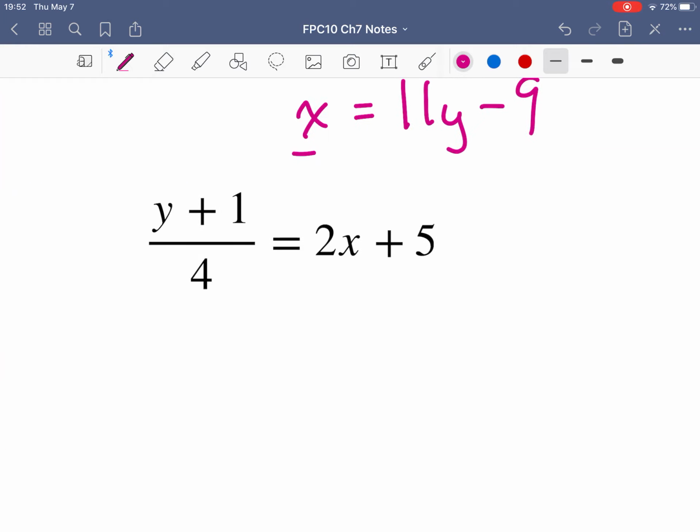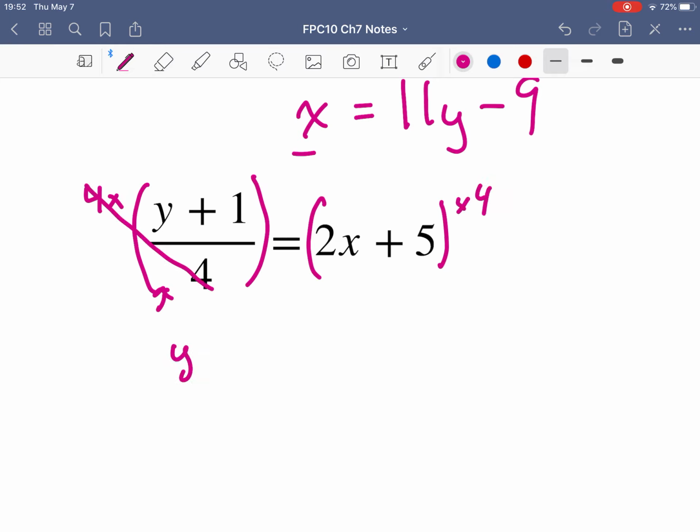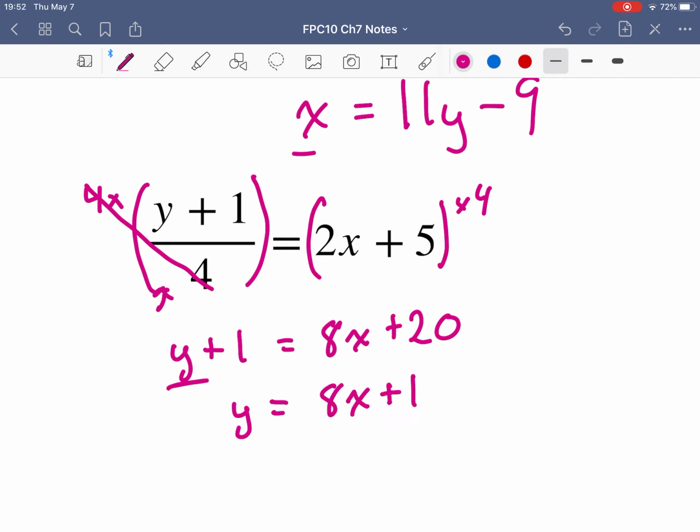All right, in this one, which one's easier to isolate? Well, honestly, the first thing I see is this fraction. I'm like, I don't want that fraction there. If I can get rid of the fraction, that'll make my life easier. So I take this whole side and multiply it by 4. And if I multiply one side by 4, I have to multiply the whole other side by 4. And then this 4 and this 4 are going to cancel out, and we'll be left with y plus 1 is equal to 8x plus 20. Oh, now it's easy to identify that the y is much easier to isolate. So y is equal to 8x plus 19. Done. We've isolated y.